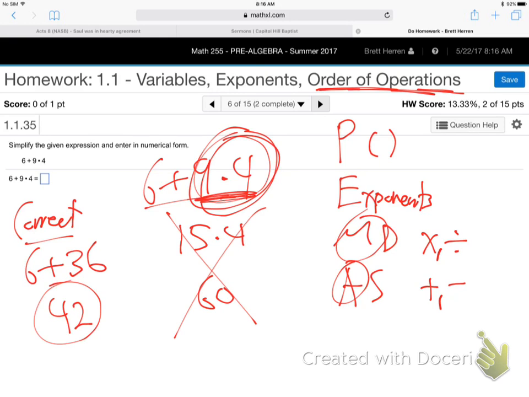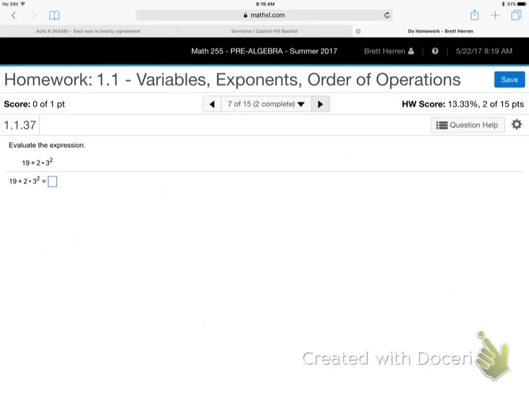All right. Well, you stop me if you want. All right, so try that one. Can you all read that? 19 plus 2 times 3 squared. So go ahead. Like I said, you can use calculators for everything.